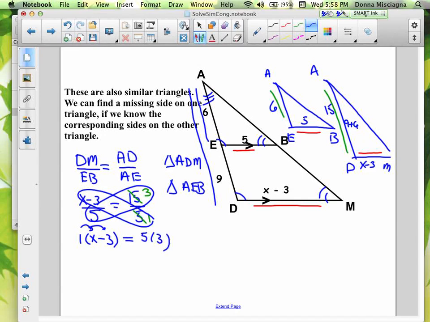And now we're going to solve. So 1 times x minus 3 is still x minus 3 equals 15. And you want to add 3 to both sides. So x equals 18. And let's check our work and make sure we got it right.